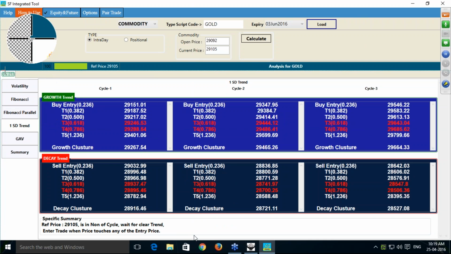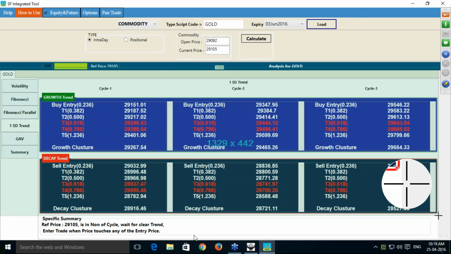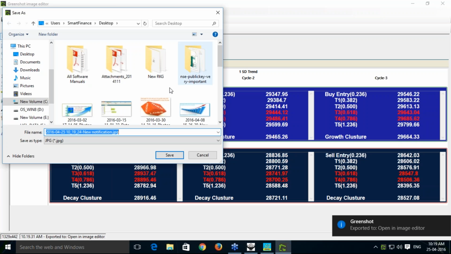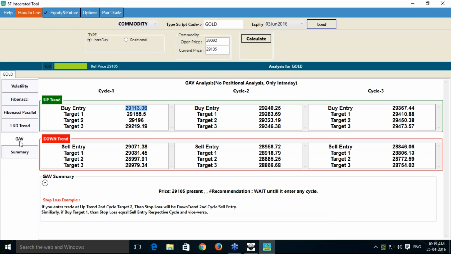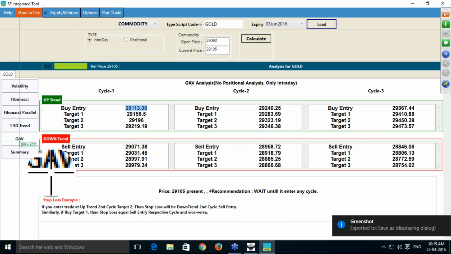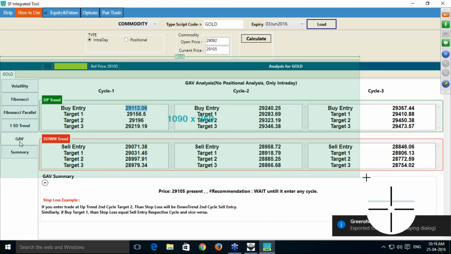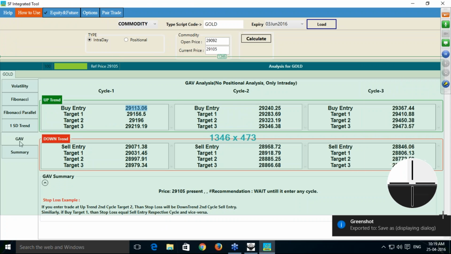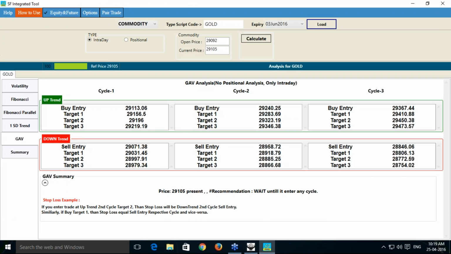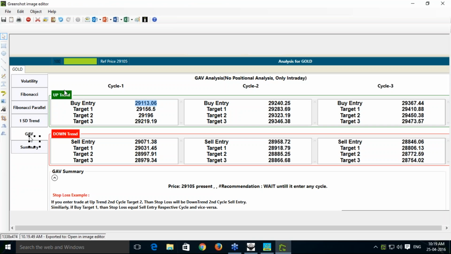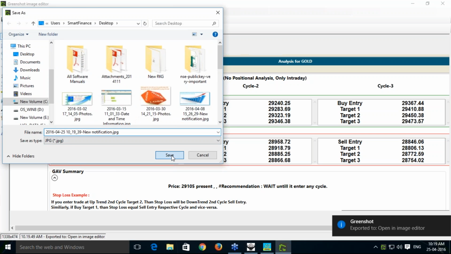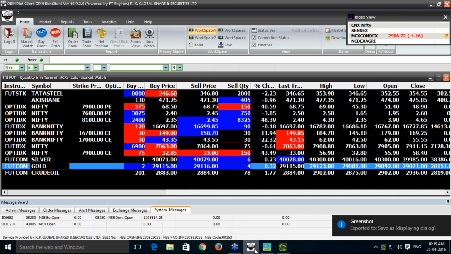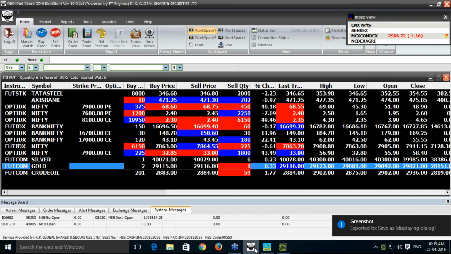So this view of gold I am saving now. This is the 1SD view. One standard deviation gives this particular view, and GAV gives a different view here. Those who are GAV users will know that in the Gann angle and volatility method, the entries you get may be quick entries and quick exits. However, in this particular one you may not get that.